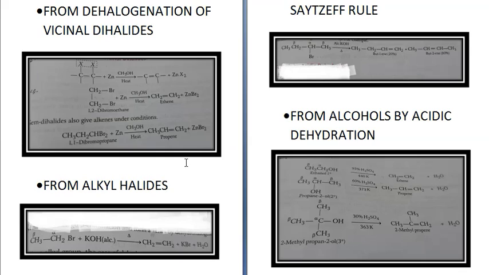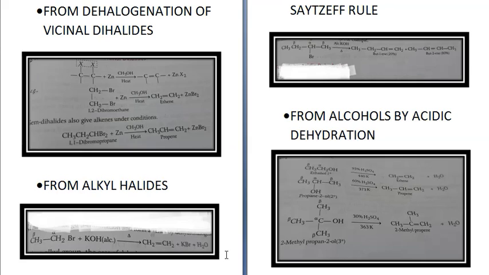Third method is from alkyl halides. Alkyl halides undergo beta elimination and form alkenes by dehydrohalogenation. Dehydrohalogenation means that they don't just lose the halogen atom, but they also lose one hydrogen atom. So hydrogen as well as halogen is being removed. So like see here, CH3CH2Br plus alcoholic KOH. So in this, from this carbon, bromine will be removed, and from the first carbon, hydrogen atom will be removed. So you will get CH2 double bond CH2 plus KBr plus H2O.